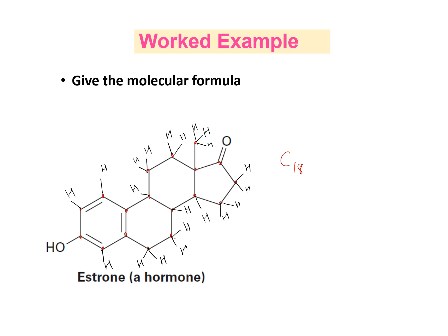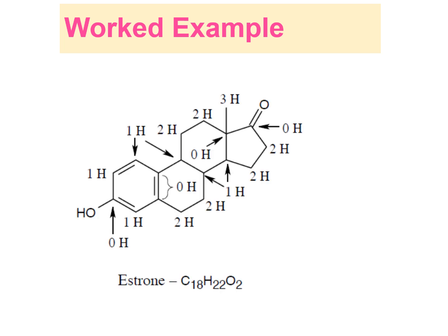Let's count and see. So we have 1, 2, 3, 4, 5, 6, 7, 8, 9, 10, 11, 12, 13, 14, 15, 16, 17, 18, 19, 20, 21, 22. Hydrogen is 22, and oxygen, how many? 2 of them. Okay, so let's make sure our answer is correct here. Yes, so we have C18H22O2.